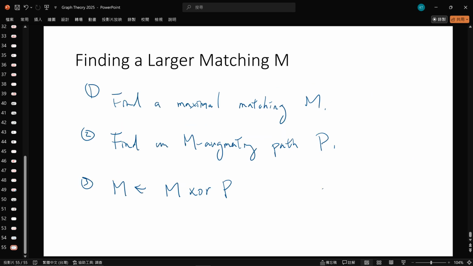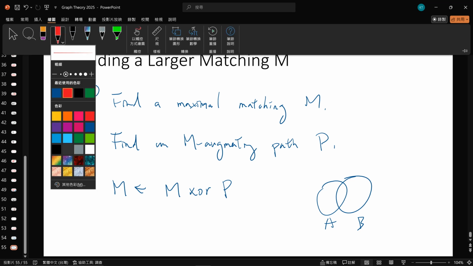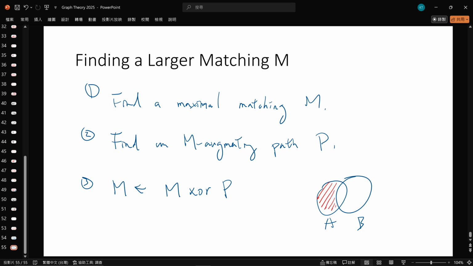So we're going to take the exclusive OR. Visually, if you have two sets, A and B, then the exclusive OR is like you first take the union, and then you exclude their intersection. So that's exclusive OR. Perhaps I can give you another example.